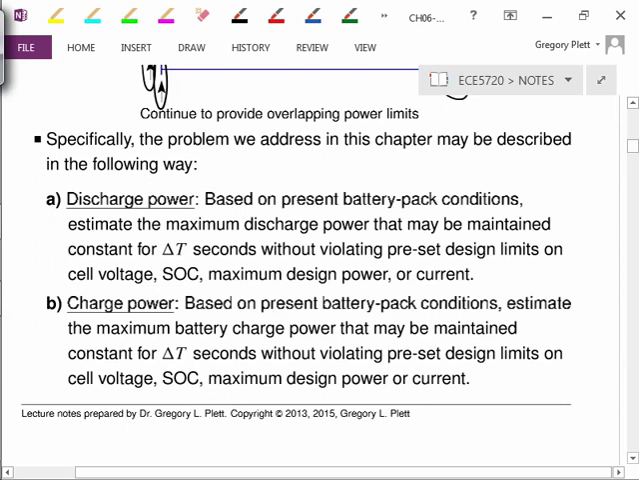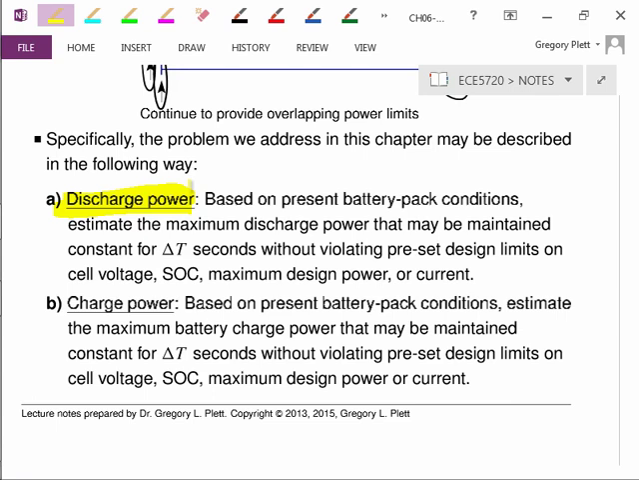The problem that we're addressing in this chapter can be described in a somewhat formal way as the first objective being, based on present battery pack conditions, which means the temperature, the state of the cells, the age of the cells, all of this, we want to estimate the maximum discharge power that may be maintained constant over delta t seconds, as we've described, that will not violate preset design limits on cell terminal voltage, on cell SOC, on a maximum design power, or a maximum design current.